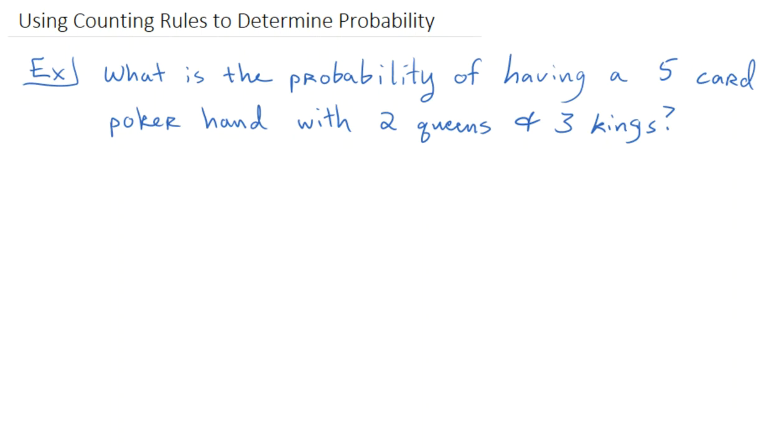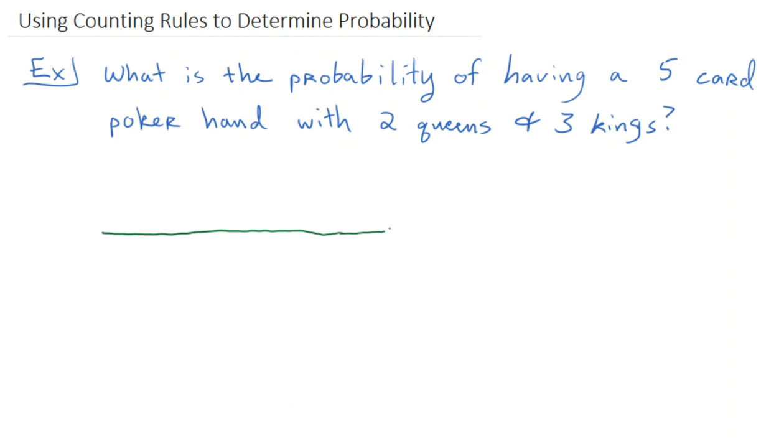So with this question, what is the probability of having a 5-card poker hand with 2 queens and 3 kings? Now here, I always just try to draw out a schematic of what's going on, and this just helps me get an idea of what kinds of decisions I need to make. So it's a probability problem, so it's going to be a fraction, and I know it's a complicated probability problem, so it's going to be a big fraction.